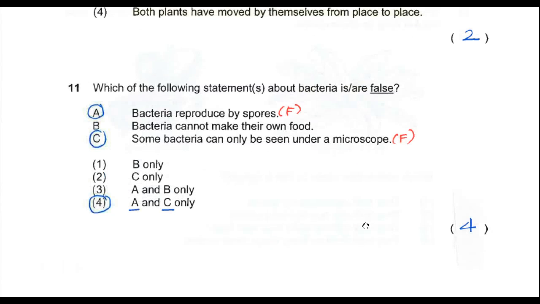11. Which of the following statements about bacteria is false? Bacteria reproduced by spore is false. Some bacteria can only be seen under microscope is false. All bacteria can only be seen under microscope. So A and C are false. The choice is number 4.